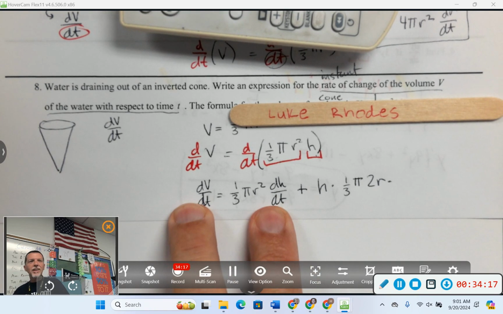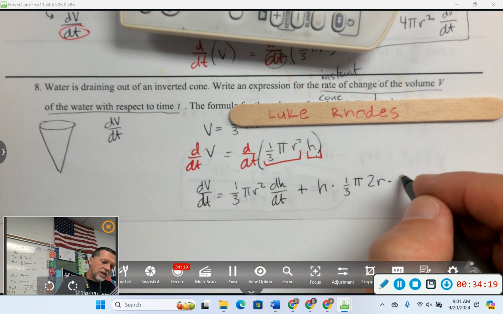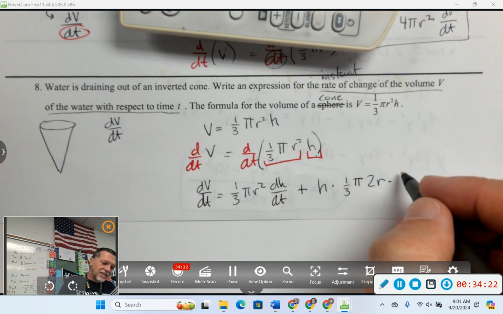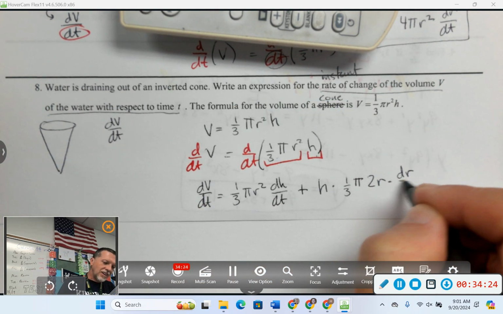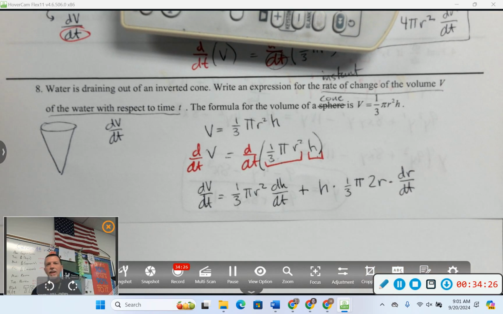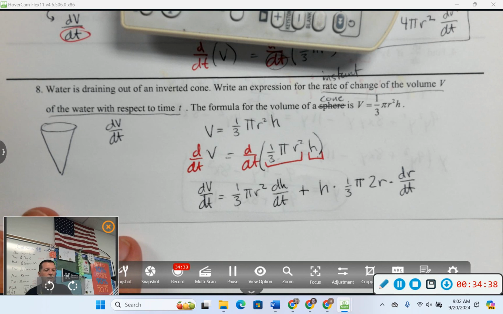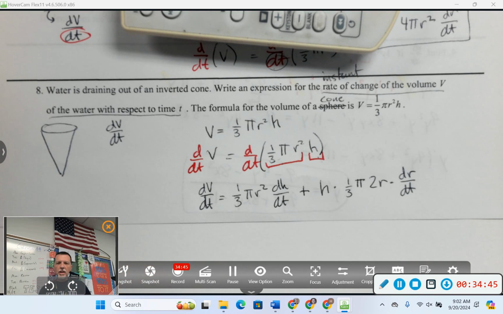Oh, I'm blanking. Dr dt. Again, r prime, I don't think anyone would mark it wrong. Dr dt is much better, much more clear. Especially when we get to word problems, we're going to say things like the rate of change of the radius is 2 centimeters per second. So that's dr dt. And I don't know if there's any cleanup to do on that. And you could write that a little bit better, I guess.